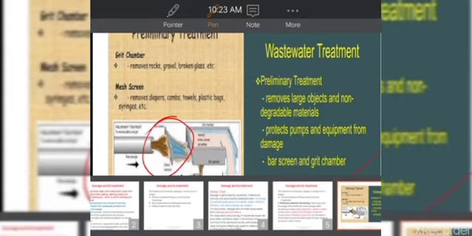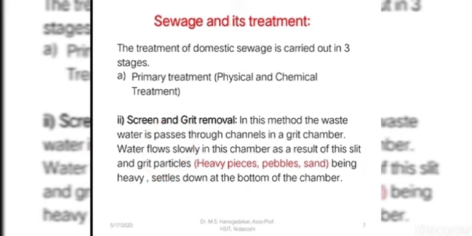The next one, the second one, is screen and grit removal. If the suspended impurities are denser, that is heavy, they are allowed to flow through the chamber. As a result, grit particles like heavy pieces, pebbles and sand have the capability to settle down at the bottom of the chamber. Hence the water is allowed to flow very slowly through the grit chamber after passing from the screen chamber. Thereby you can remove some heavy suspended components from the wastewater.